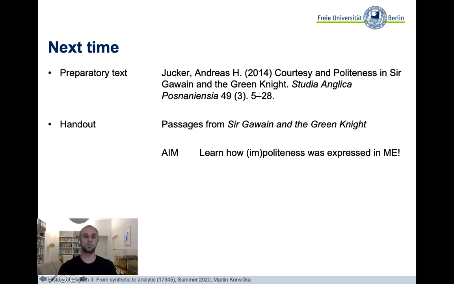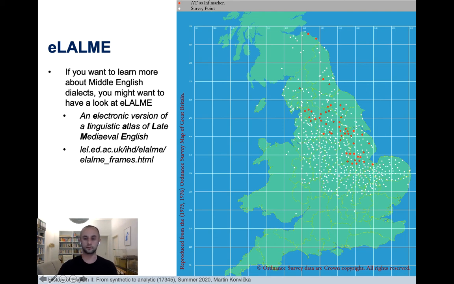But if you are interested in more details about the Middle English dialects and different varieties of English being spoken at that time, feel free to have a look at the so-called LALME or eLALME, the electronic version of the Linguistic Atlas of Late Medieval English, where you can have a look at the different features that distinguish the different varieties from each other. And you'll get this map that tells you where the different features are used. You see here on this map, for example, the feature "at" as an infinitive marker, so you see that in the northern parts, under the influence of Old Norse, in Middle English you got "at" as an infinitive marker as opposed to the southern varieties. So "to make" something in the south, but "at make" something in the north.